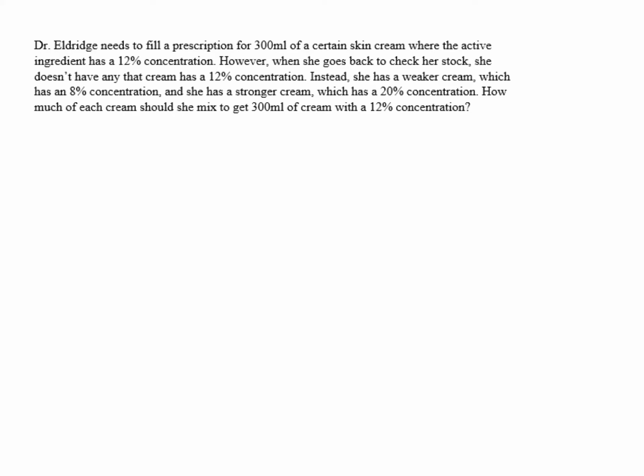Dr. Eldridge needs to fill a prescription for 300 milliliters of a certain skin cream where the active ingredient has a 12% concentration. However, when she goes back to check her stock, she doesn't have any cream that has a 12% concentration. Instead, she has a weaker cream, which has an 8% concentration, and she has a stronger cream, which has a 20% concentration. How much of each cream should she mix to get 300 milliliters of cream with a 12% concentration? We need to start with our let statements.